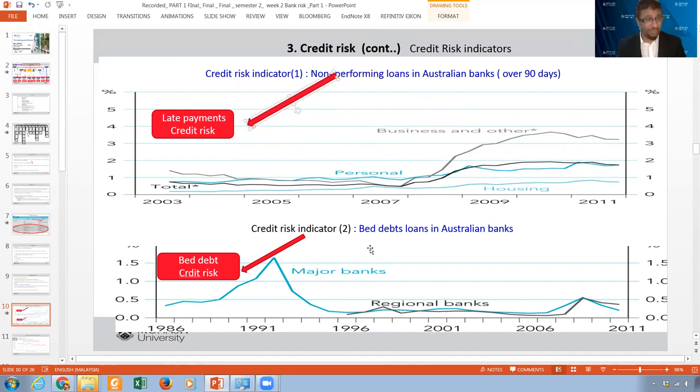Now, the other type of risk is the bad debt. The bad debt is actually when there is a loan, a huge business loan or personal loan or housing loan, and the bank goes with the customer to court, and there is a clear case that this loan is not going to be paid.